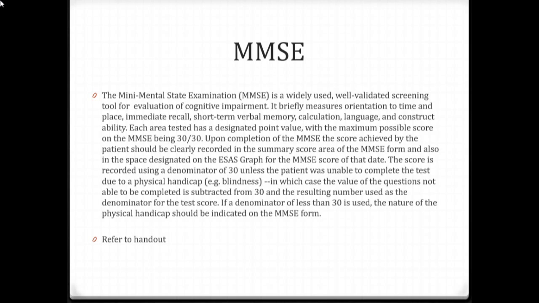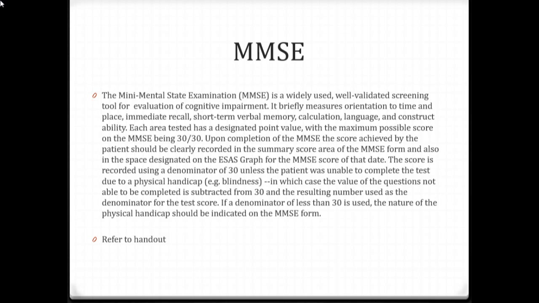We can do the Mini Mental Status Exam. I'll post this on Blackboard. Okay, it's going to be widely used. It's a good screening tool to evaluate cognitive impairment. It's going to briefly measure orientation to time and place, immediate recall, verbal memory, calculation, language, and constructability. Each area tested has a designated point value with a max of 30 out of 30.